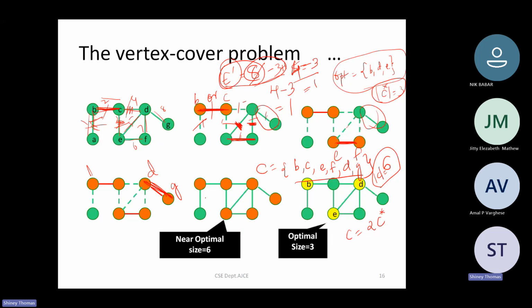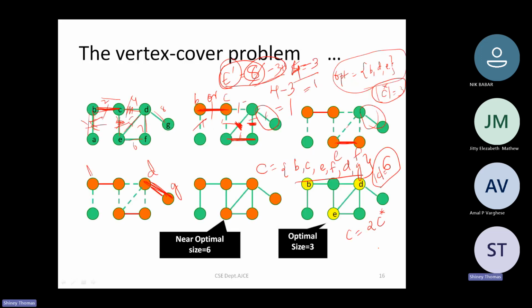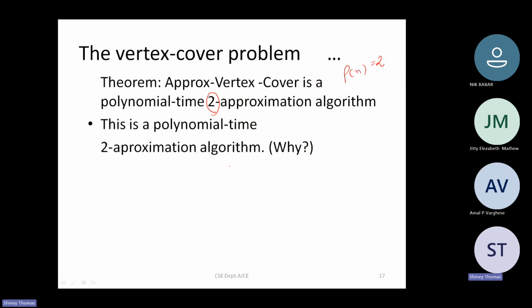So how do you prove it? So the theorem is this: approximate vertex cover is a polynomial time 2 approximation algorithm. So what is the rho factor? That is rho of n എന്ന് പറയുന്ന നമ്മുടെ factor എന്താ? It is 2. So the ratio is basically 2. You can say that C by C star എന്ന് പറയുന്ന 2 ആ. ഈ 2 എന്ന് പറയുന്നതാണ് നമ്മുടെ ratio. Got it? So this is a polynomial time 2 approximation algorithm.